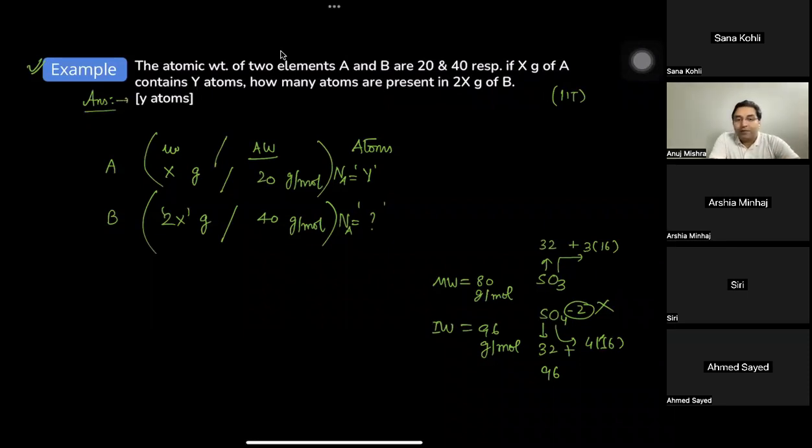I hope the question is clear. Is it simple or not? Please tell me. Are you understanding the level of learning? Answer is Y atoms. x upon 20 into Na is same as 2x upon 40 into Na. Maybe you can give me an element C with 3 grams and 60 as atomic weight. For that also, your answer will be same. 3 by 60 into Na is also the similar answer, right? So this is the end of the class as such.